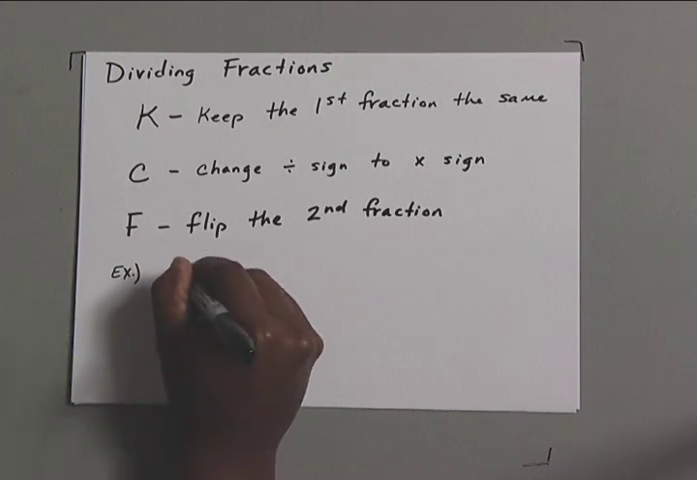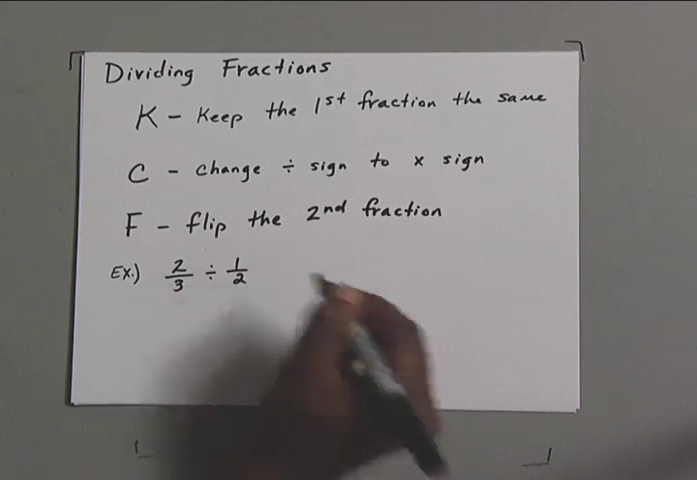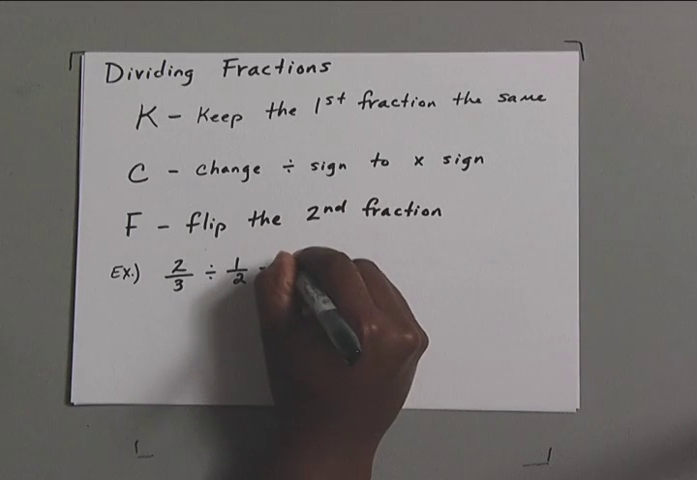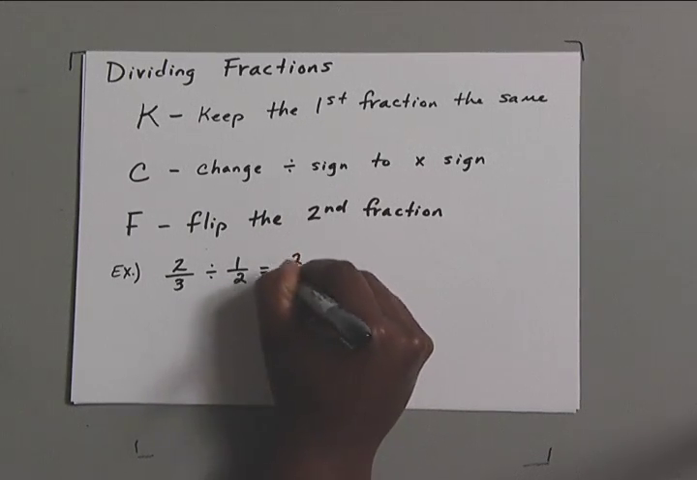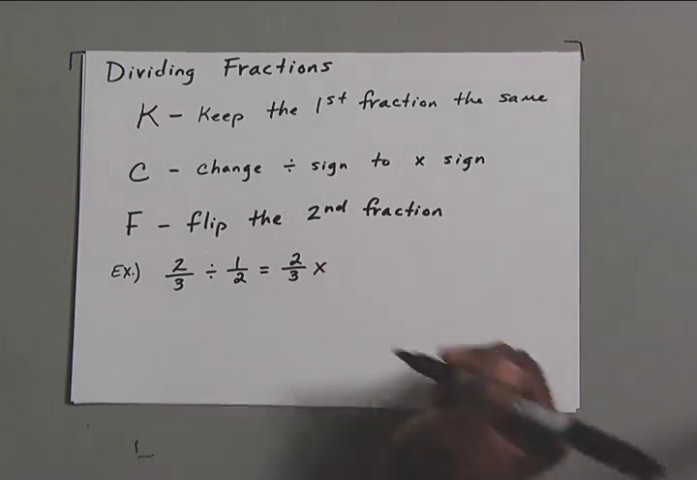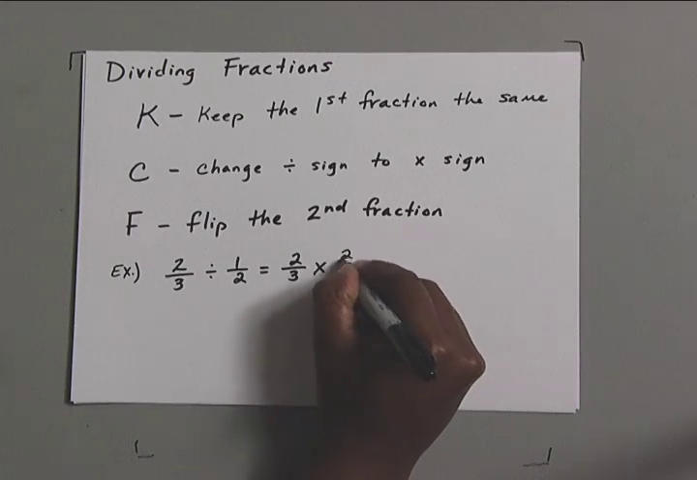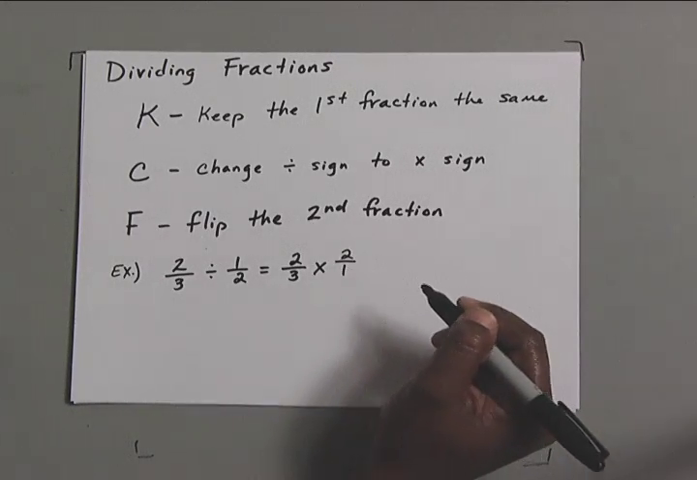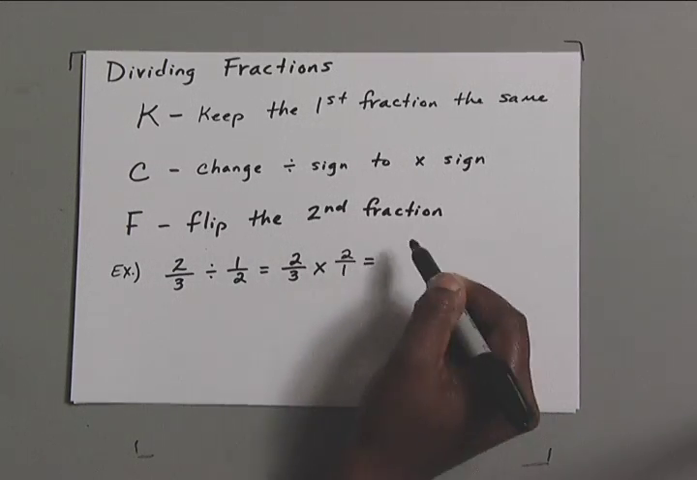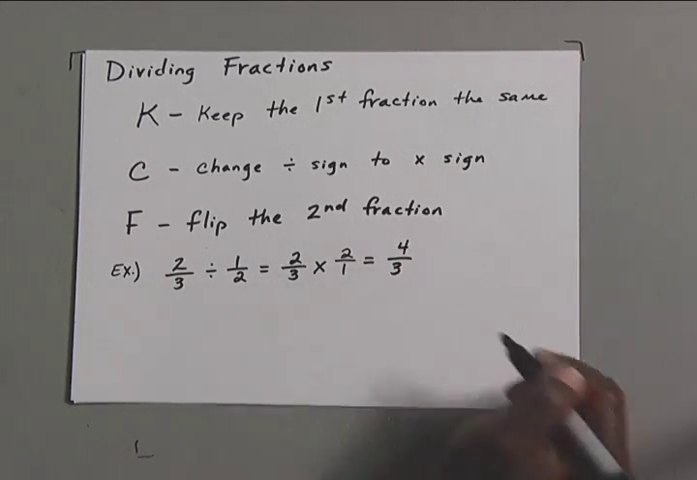Let's say we have 2/3 divided by 1/2. What we would do in this case is K, keep the first fraction the same, so we're going to keep our 2/3. Then we're going to change our division sign to a multiplication sign, and we flip the second fraction, which is also called finding the reciprocal. So now we're ready to solve the problem. 2 times 2 is 4, and 3 times 1 is 3.